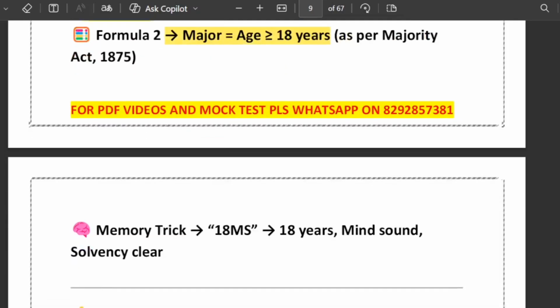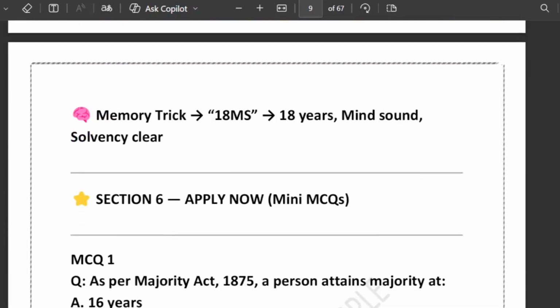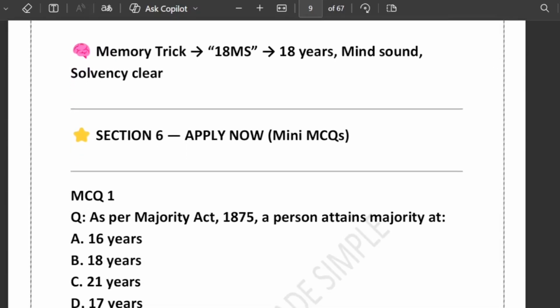And the third point is the memory trick, I think you know it very well. So the question is, as per the Majority Act 1875, a person attains majority at which age? I think you know it very well. A person attains majority at 18 years of age. Yes, 18 years is the correct answer.